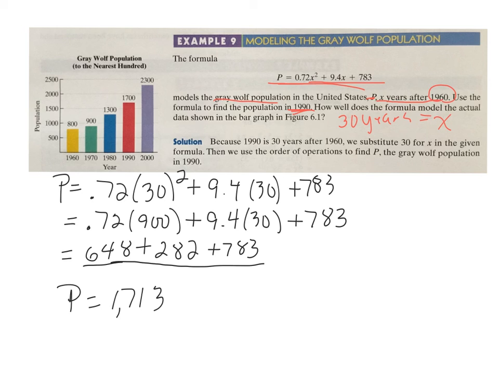And if we'll look at the chart, in 1990 the population is 1,700. That's the estimated population there, and 1,713 is pretty close.